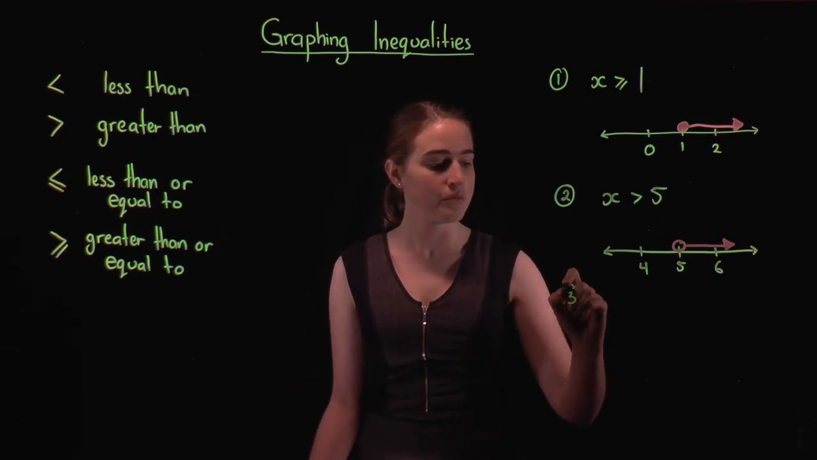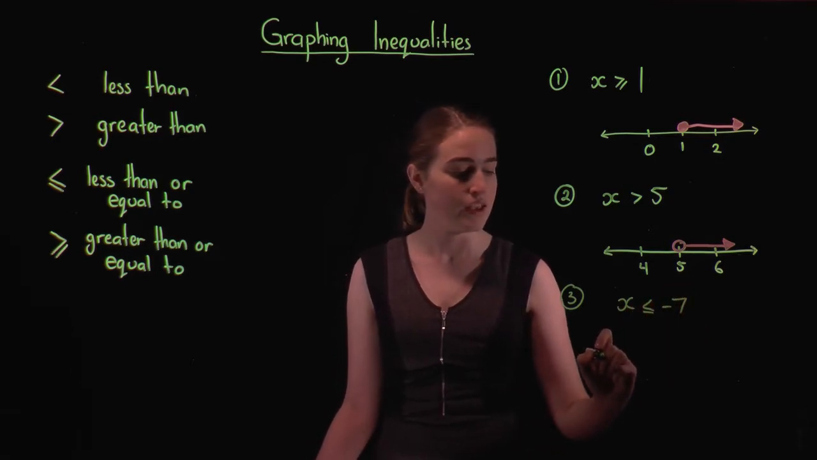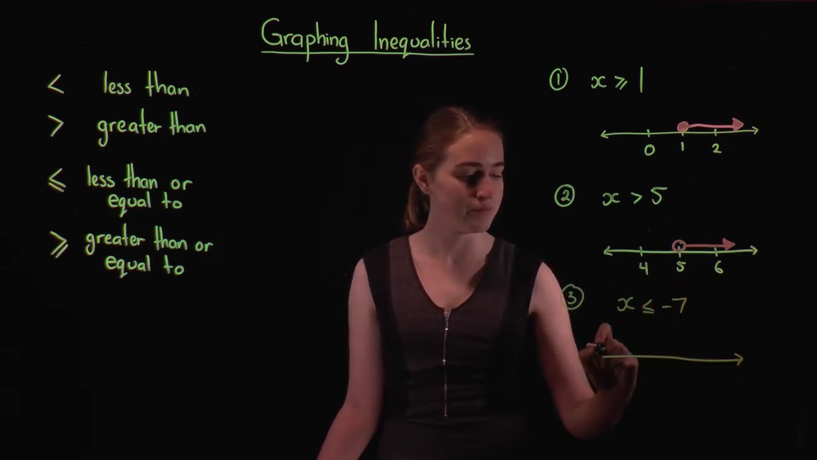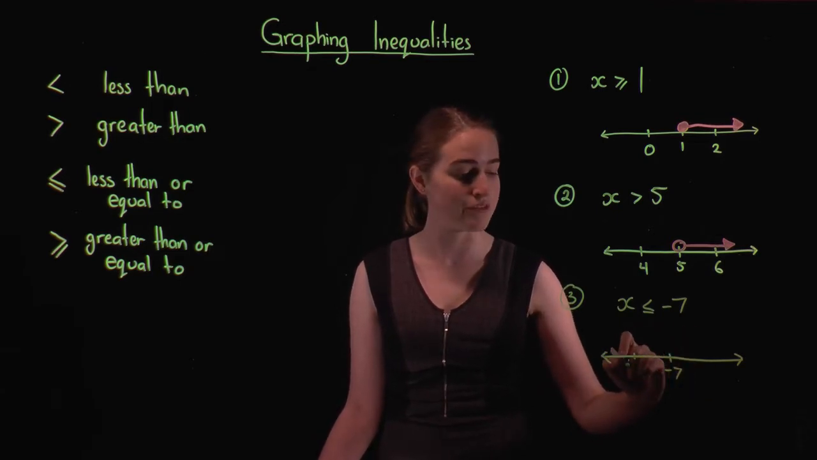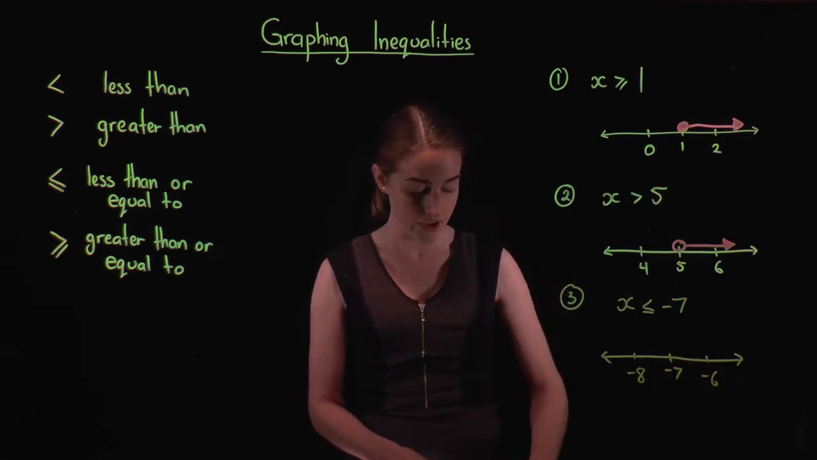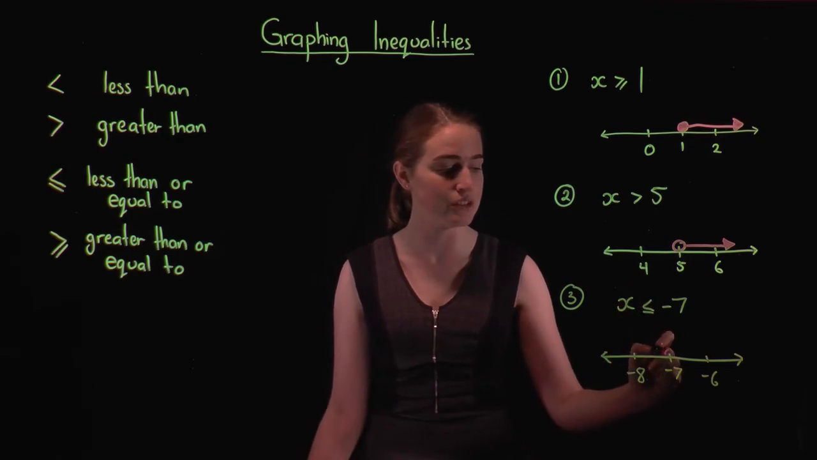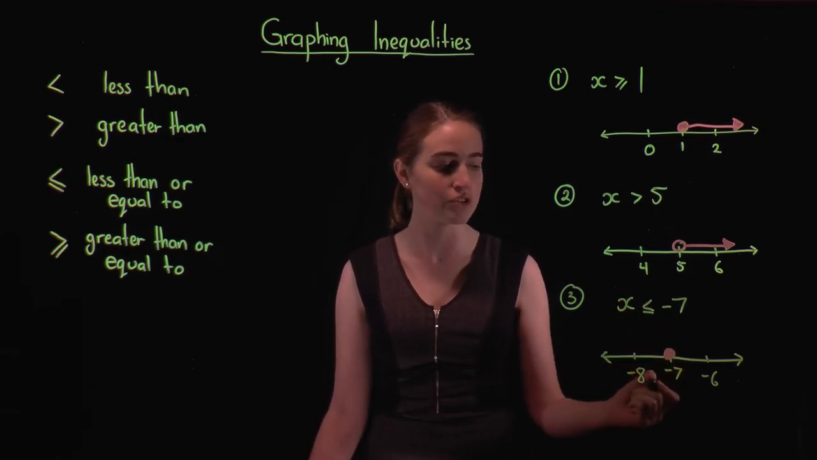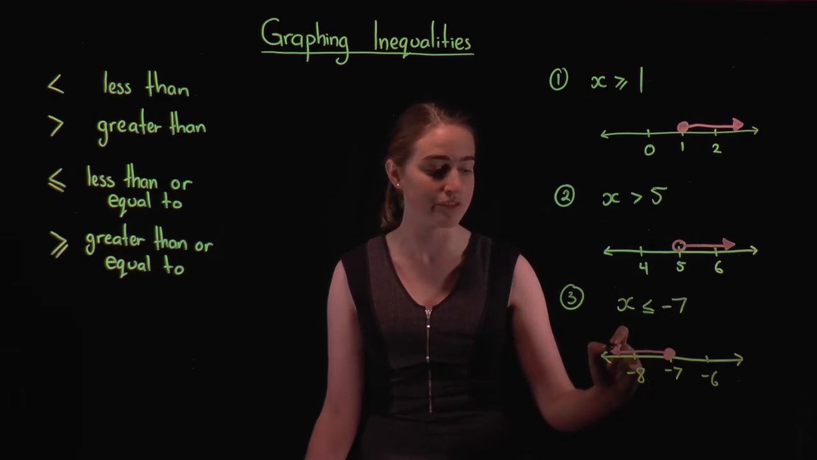Our next one, we're going to have a look at x is less than or equal to minus 7. If we draw another number line, we'll have minus 7 right in the middle, which means we'll have minus 8 and minus 6. Now, this is a less than or equal to, so minus 7 is included, which means we'll colour in that circle. And then we want a less than, so this time we'll go to the left.